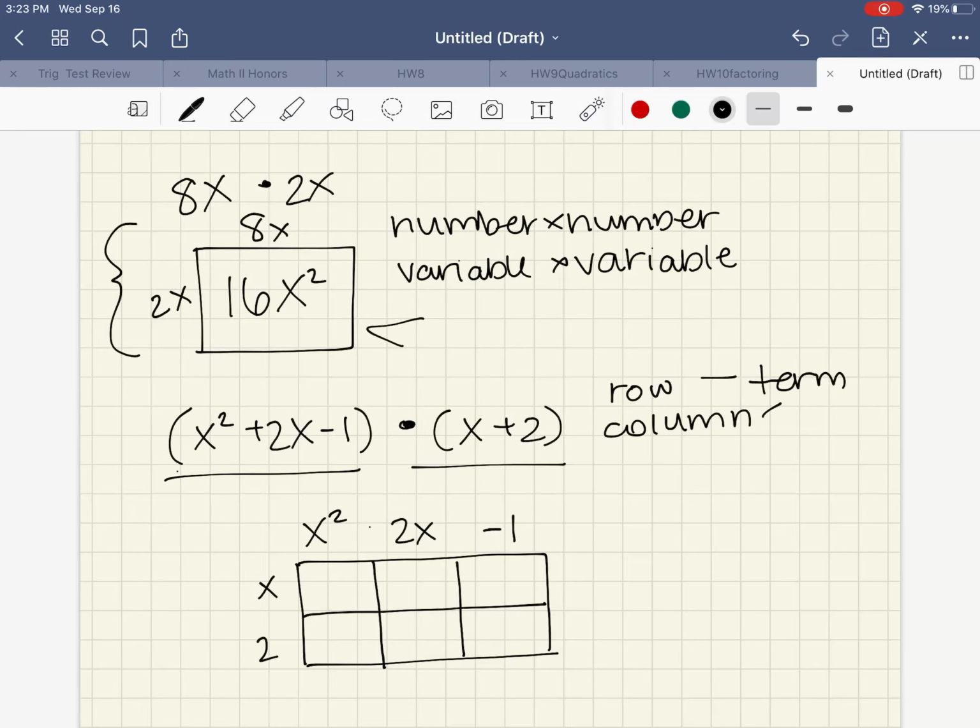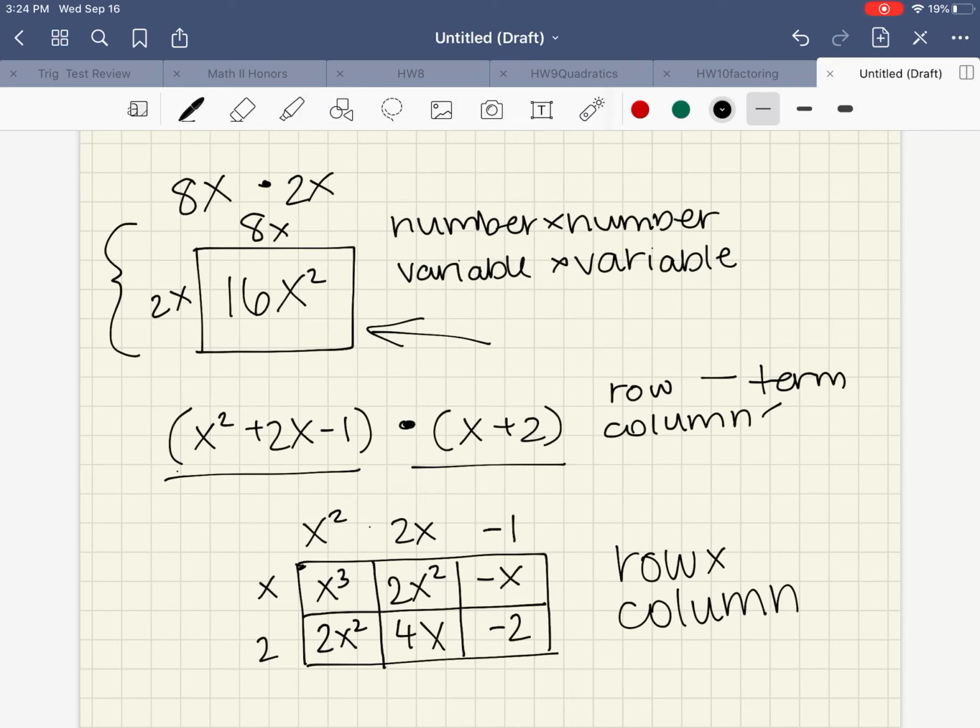And then we're going to do exactly what we did here, where we multiplied the number by the number and the variable by the variable. So in this box, we have x squared times x, which gives me x cubed. Down here, we would have 2x squared. And you just go through and do the same thing for all of them. You multiply the row times the column. So this one would be 2x squared. This is 2x times 2, so this is 4x. This is negative x, and this is negative 2.